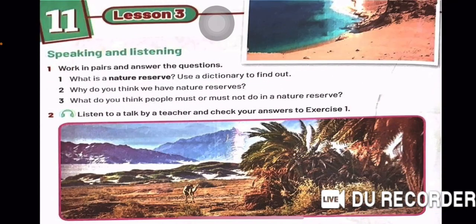Lesson 3. Work in pairs and answer the questions. What is a nature reserve? Use a dictionary to find out. You can use the dictionary to find out the meaning of a nature reserve. Why do you think we have nature reserves? What do you think people must or must not do in a nature reserve? You can ask and answer these questions by yourself.